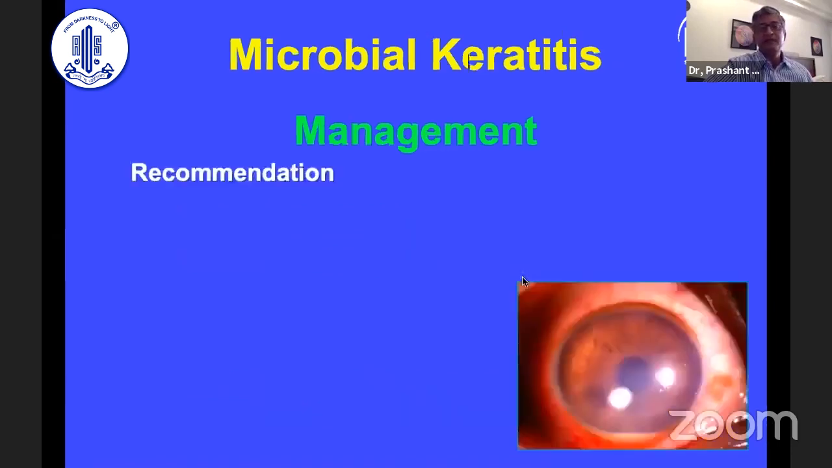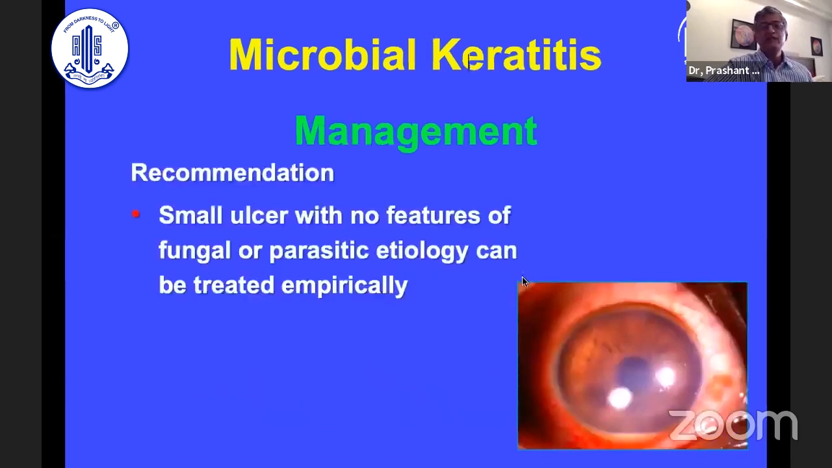What was their recommendation? The recommendation was that if you are dealing with a patient who is suffering from an ulcer which is around 2 millimeter in size and has no features of fungal or parasitic infection, then these patients can be treated even without microbiology workup. These patients can be started empirical treatment with a broad spectrum antibiotic.